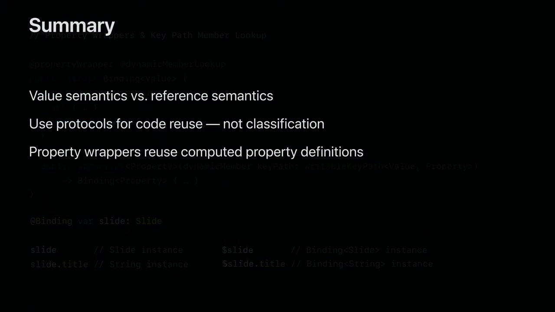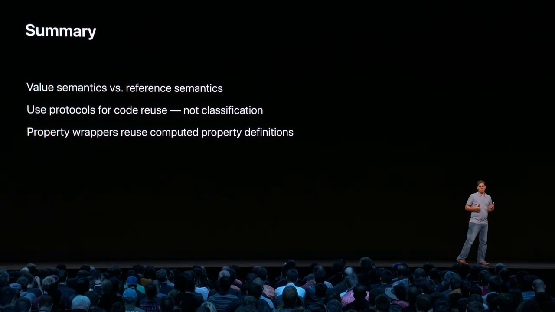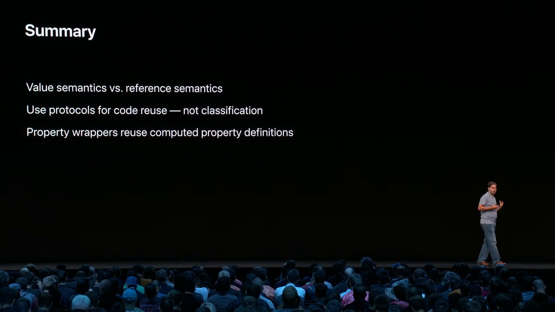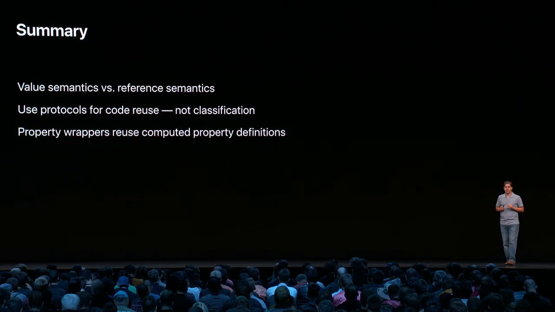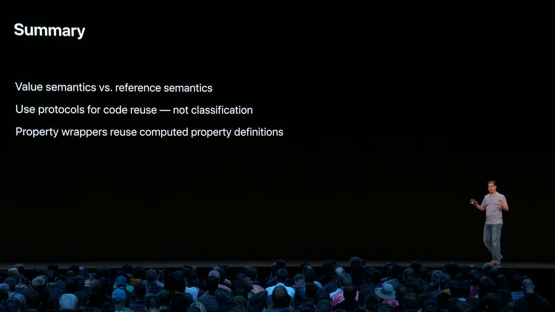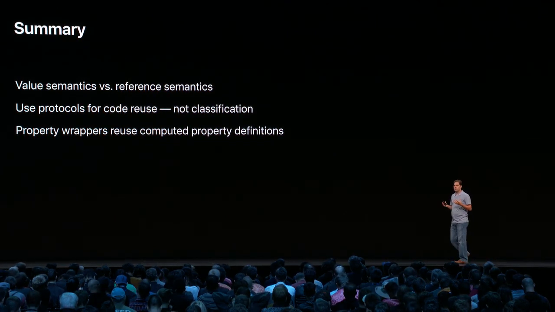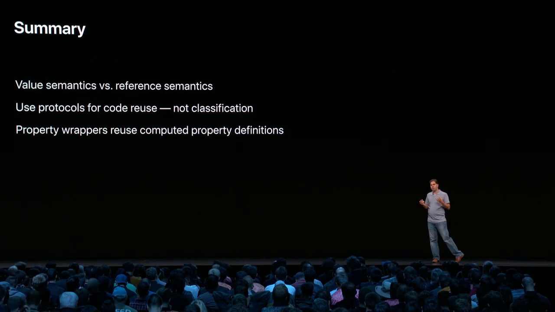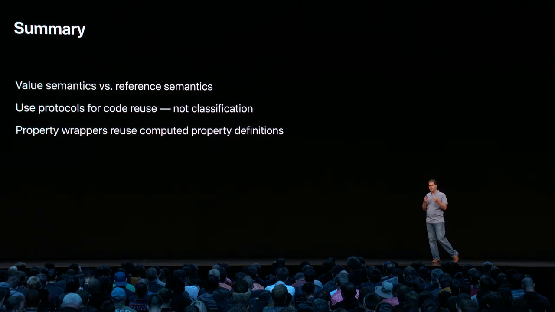All right. So we've talked about a couple of different topics. We talked about value semantics and reference semantics, when to use each of them, and how to make them work together. We've talked about the use of generics and protocols. And remember, protocols are extremely powerful, but use them for code reuse. That's what they're there for, not for classification and building big hierarchies, because those are going to get in your way. You're not going to need it. And finally, we went in a little deep dive into the property wrapper's language feature and how we can use it to abstract access to data.